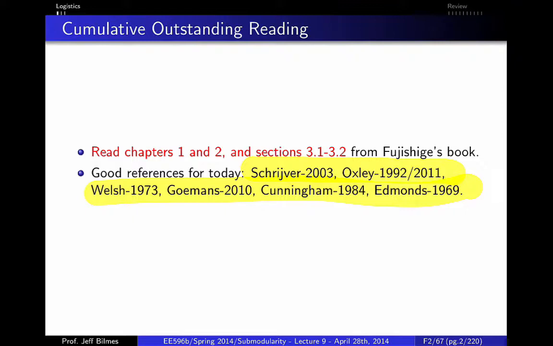Some of them are books like Schrijver's 2003 amazing three-part book on combinatorial optimization. It is something that everybody who's interested in combinatorial optimization and discrete optimization in machine learning should probably own. And I've also mentioned the Oxley book on matroids, which is also a very good source, and a few other things as well.